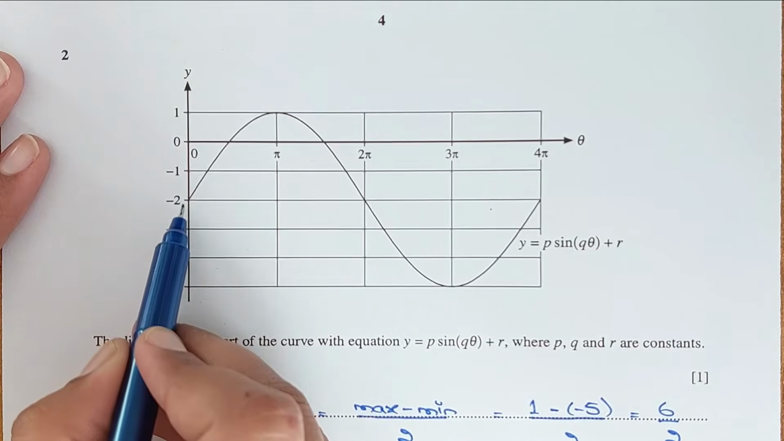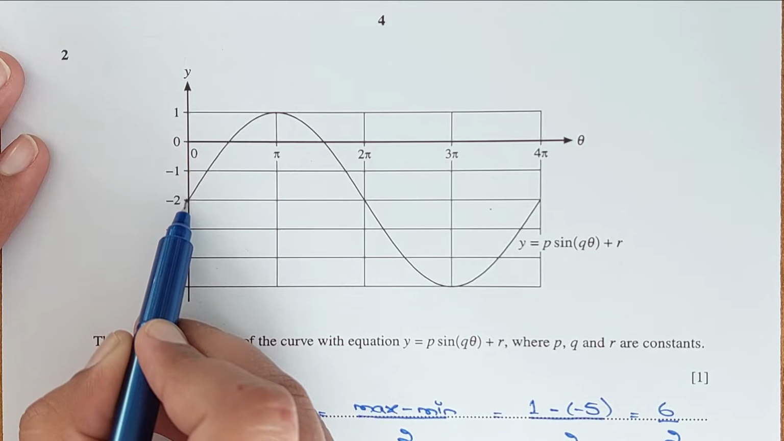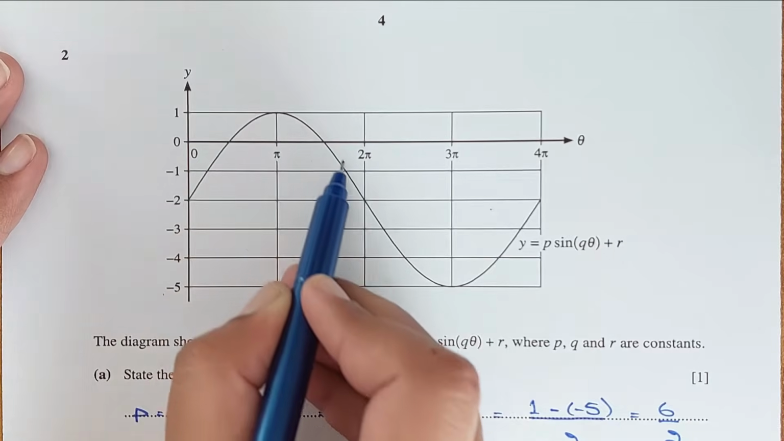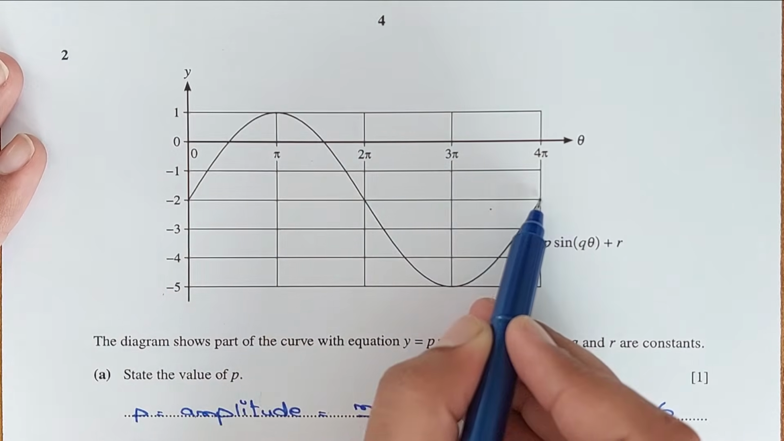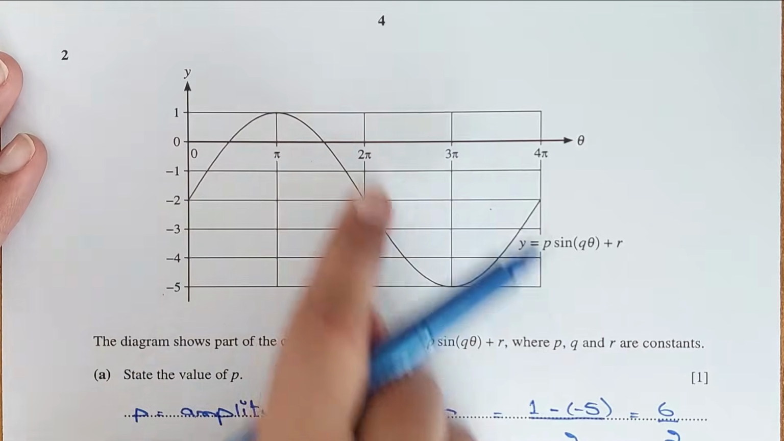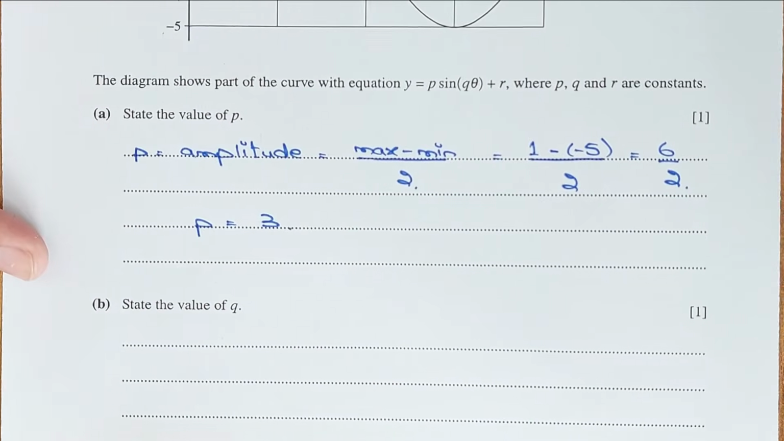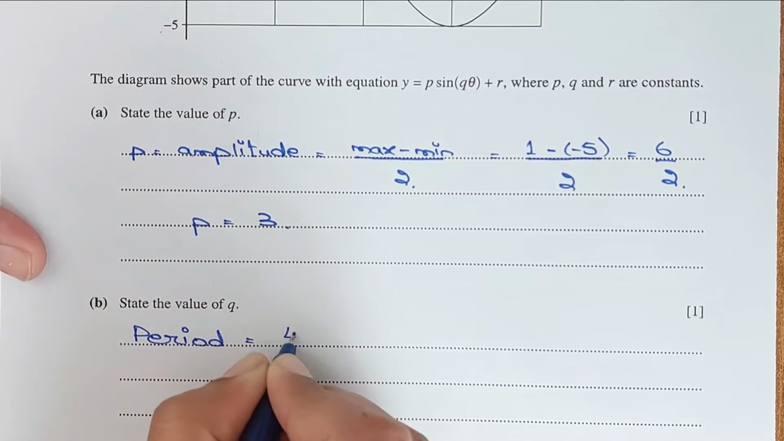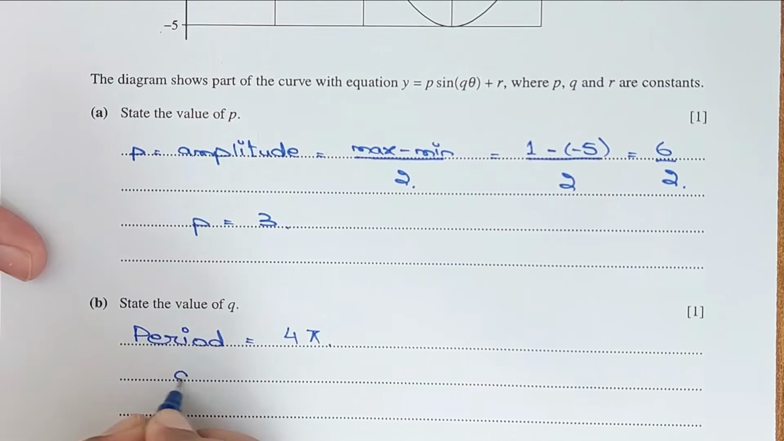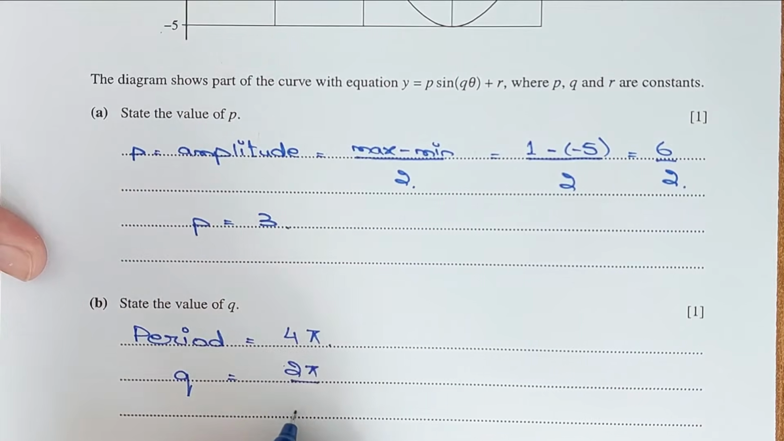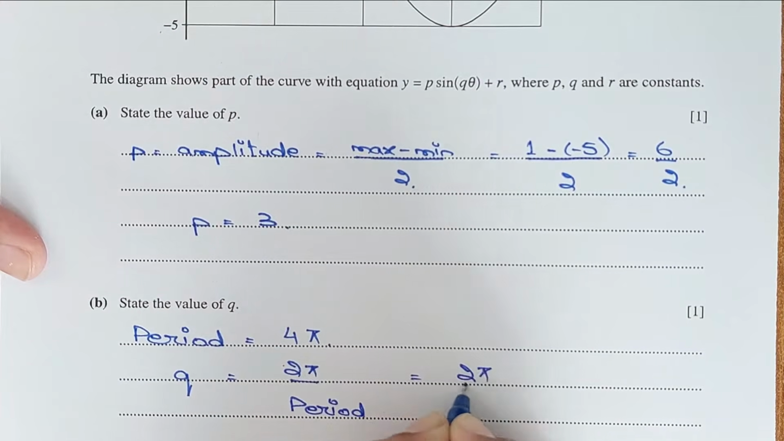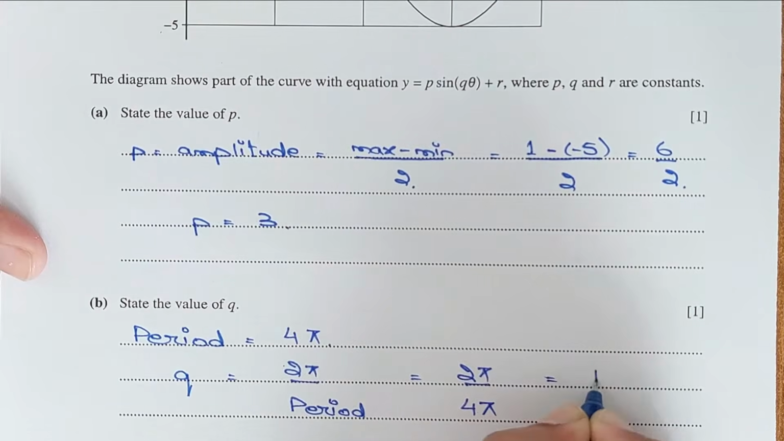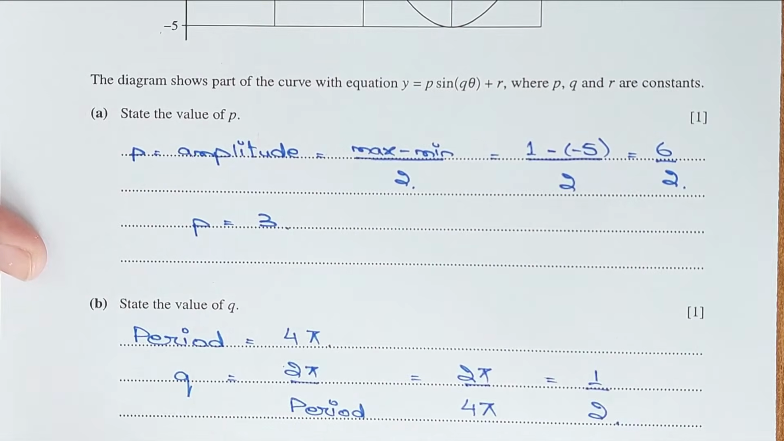Period is one complete cycle. If I start from this point when x is 0, one complete cycle ends at 4 pi. So we have a period of 4 pi. So what is q? Q, in terms of radians, is 2 pi over the period, which is 2 pi over 4 pi, which is 1 by 2. So the q value is 1 by 2.